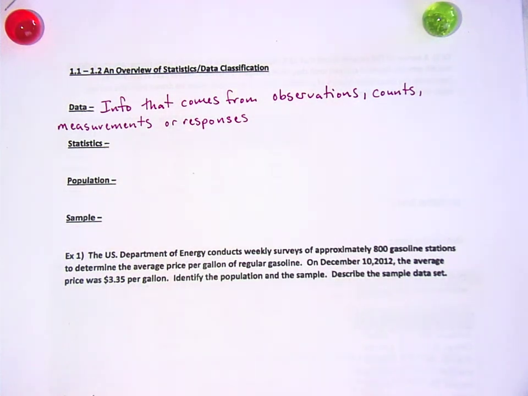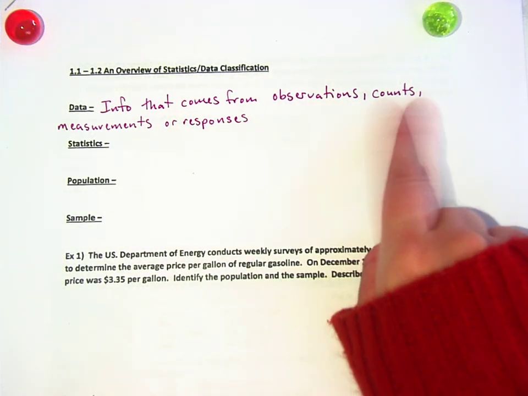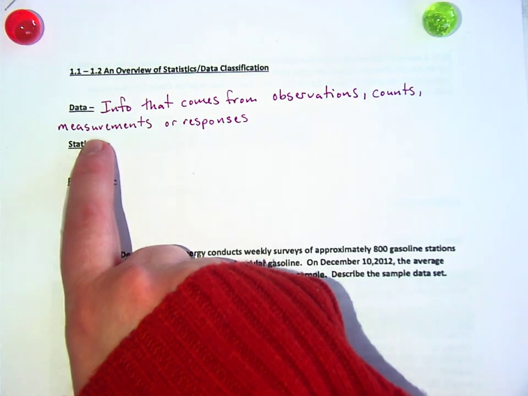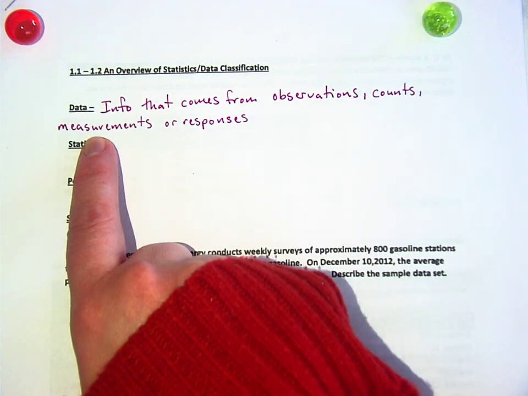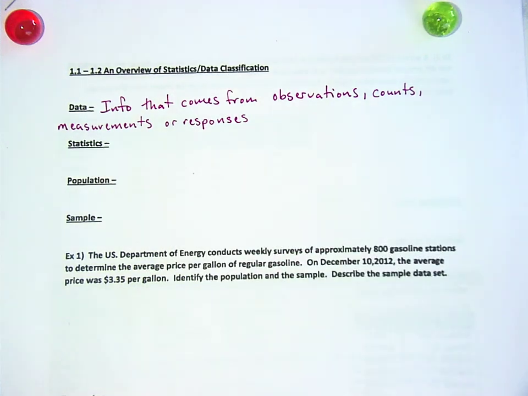Observations is when you just watch and get information. Counts is just counting up something. This is like in sports. Measurements is actually measuring something, either volume, distance, something like that. Responses is asking somebody and getting information that way.